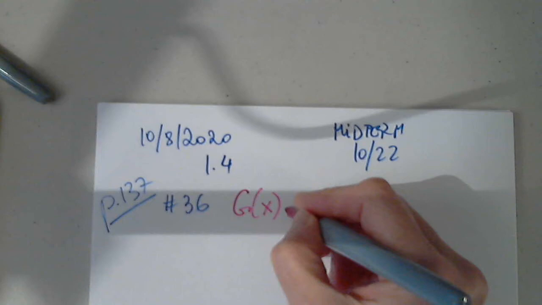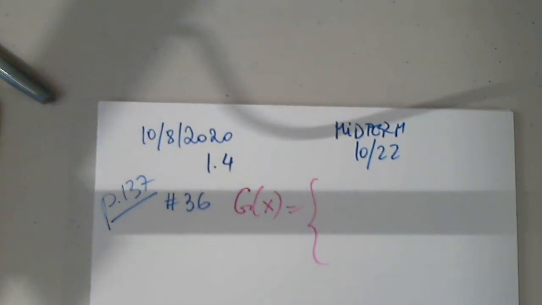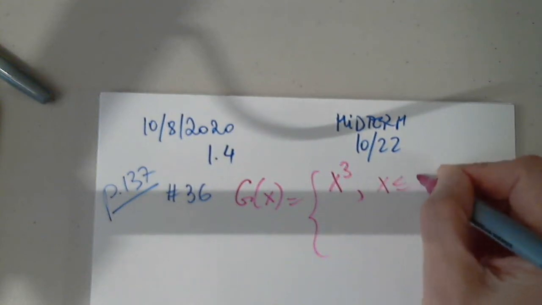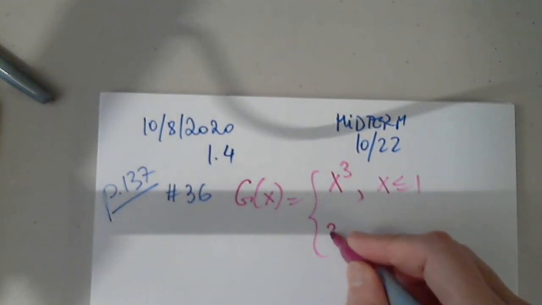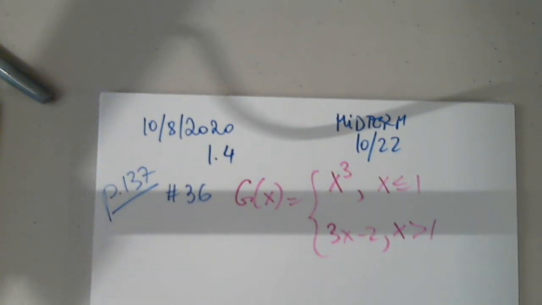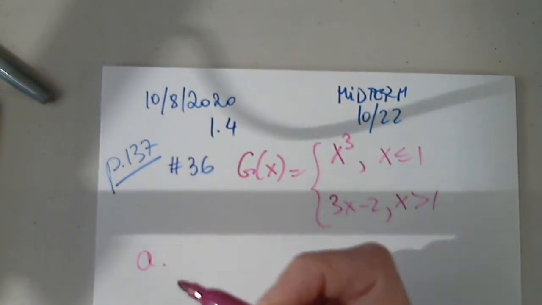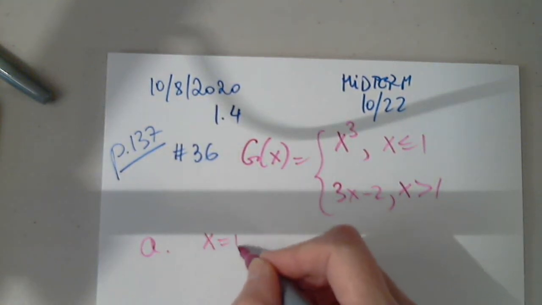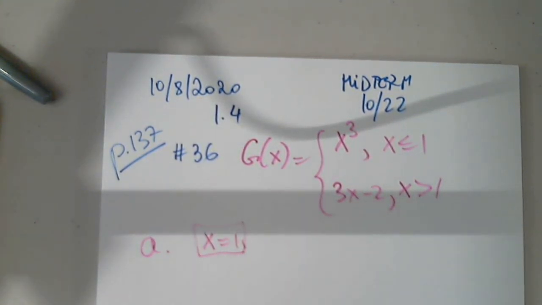We're given a function denoted by g of x, and that is x cubed for x less than or equal to 1, and it's 3x minus 2 for x greater than 1. In part A, we're asked to study what happens at x equals 1. So is the function continuous at x equals 1? That is the question.